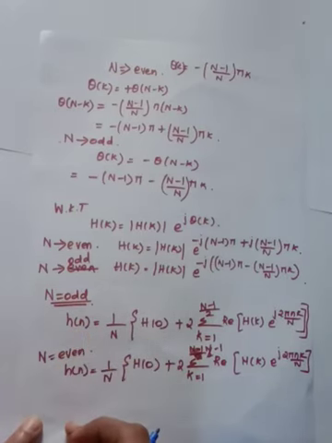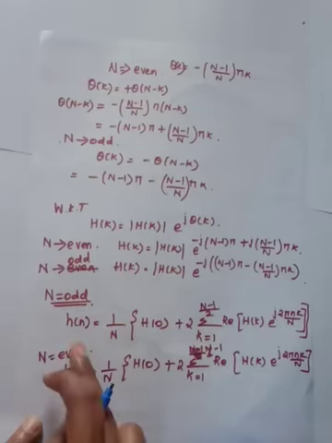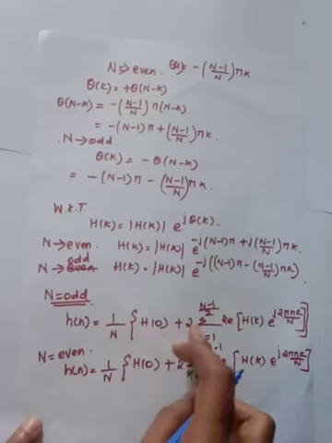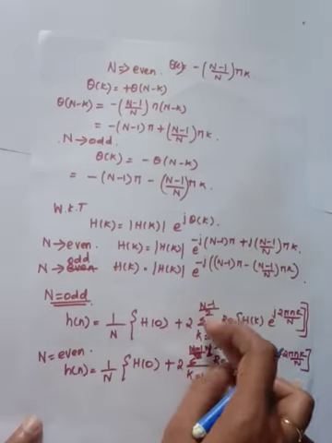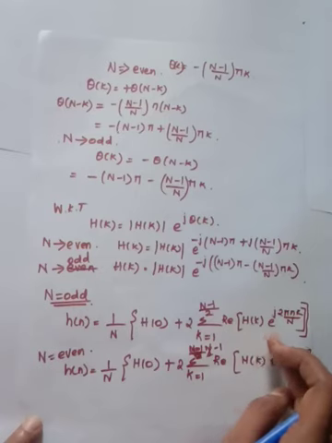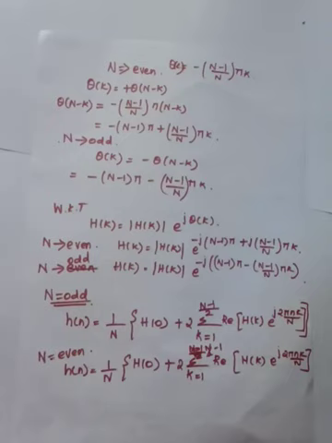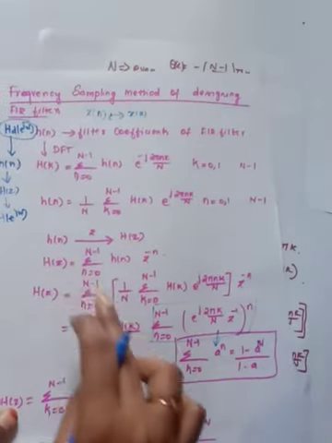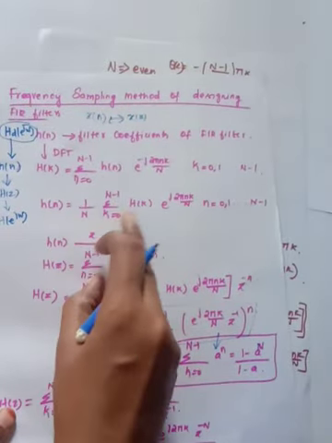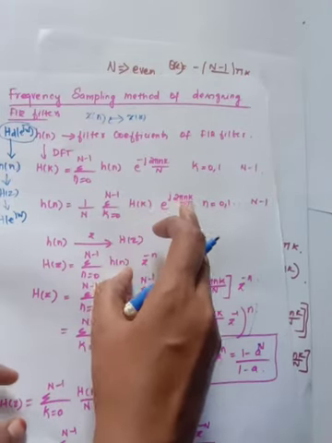If you want h of n, you have to find it from the inverse transform formula. This is the formula for the odd case: 1 by n, H of 0 plus 2 summation k equal to 1 to (n minus 1) by 2 of the real part of H of k e power j 2 pi n k by n. This is nothing but the simple h of n formula. The h of n formula is 1 by n summation k equal to 0 to n minus 1 of H of k e power j 2 pi n k by n.